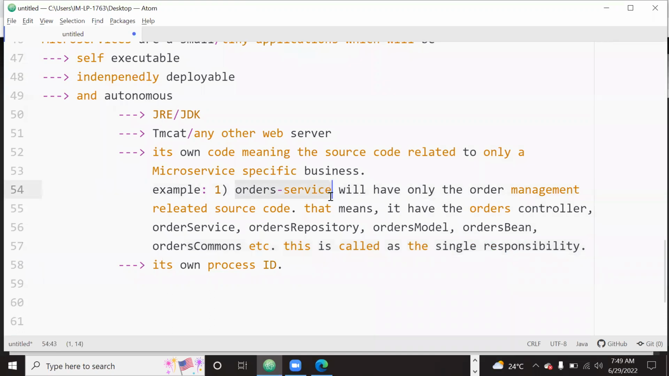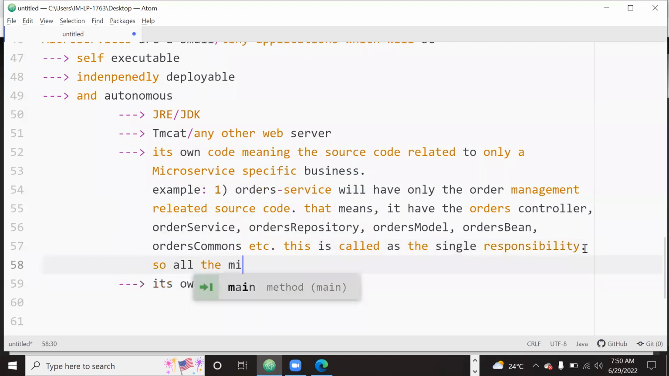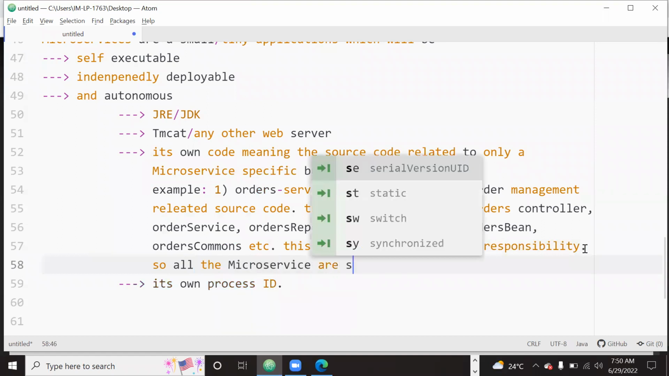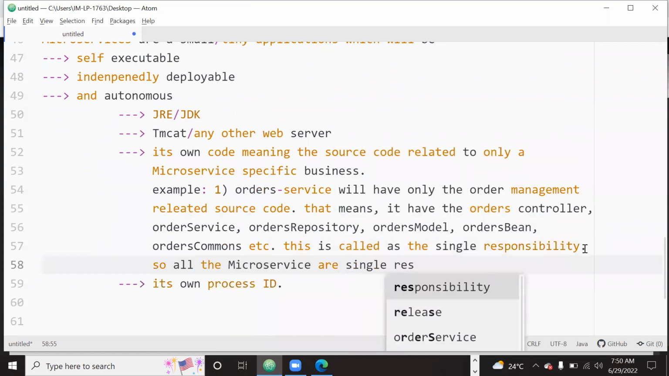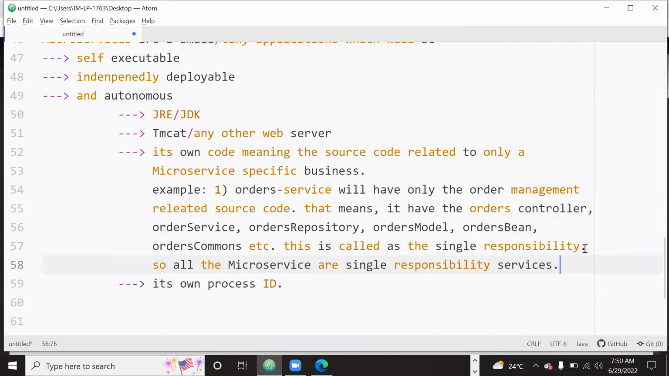If a microservice has its own specific code, like orders controller, order service, orders repository, orders model, orders bean, and it contains only things related to the order service, then that is called single responsibility. So all the microservices are single responsibility services.